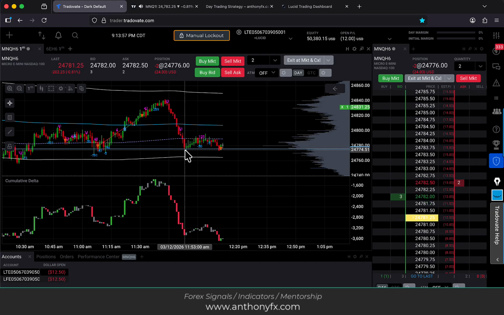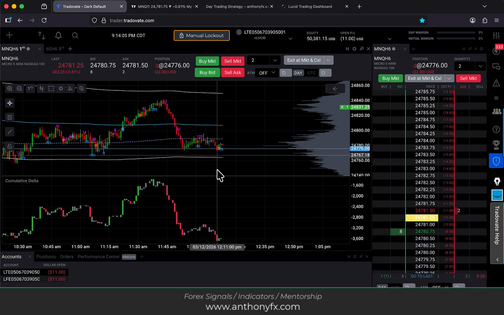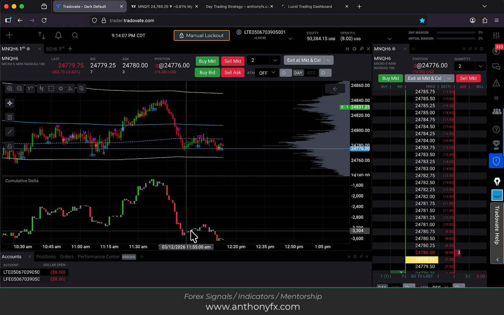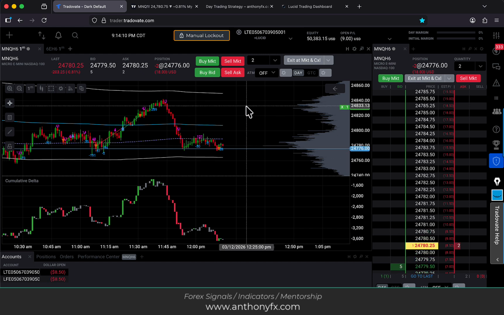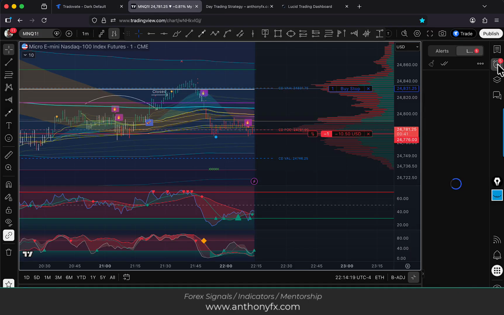So that's dropped under. This is a double bottom on the candles, but cumulative delta has given us a lower low. That's a bearish divergence. Getting more signals coming in. What are they all about?